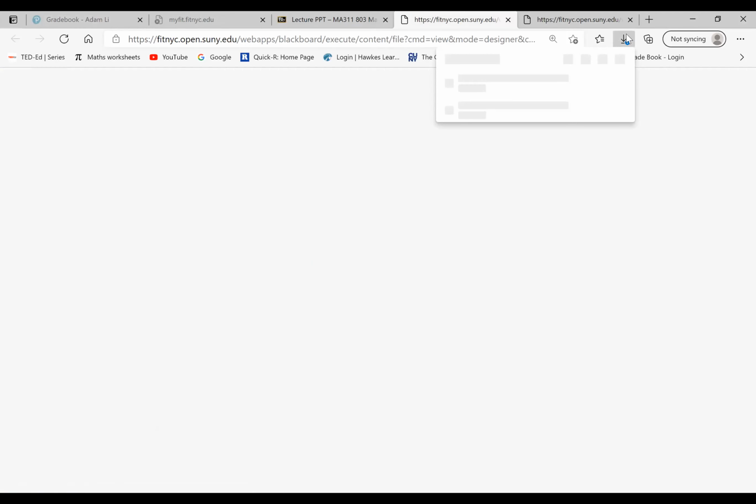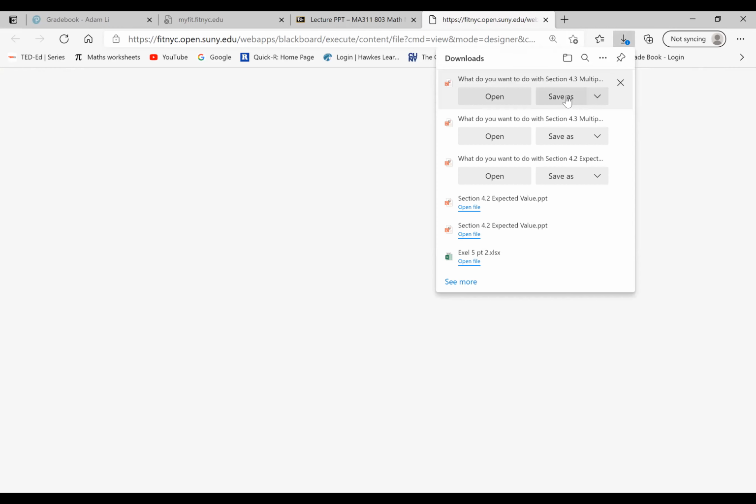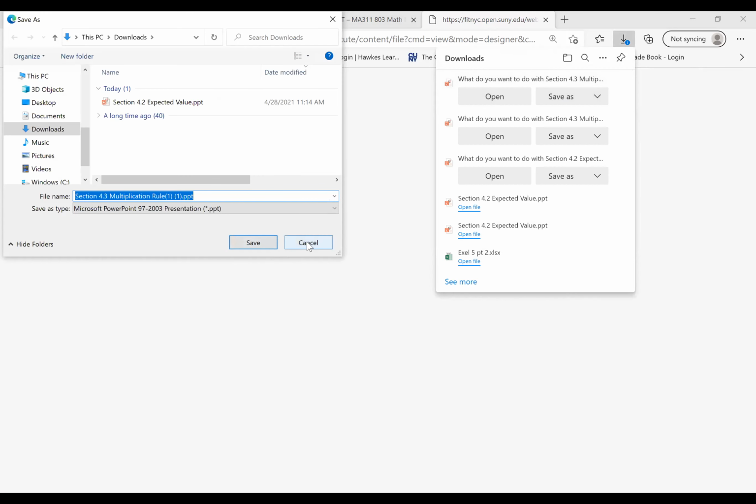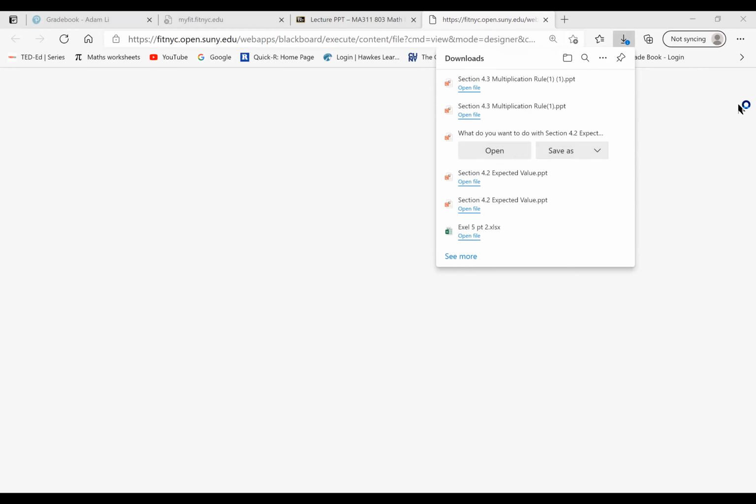All right, so now let's take a look at multiplication rules. Okay, open the file. So continue from what we have so far. So section 4.3 is about the multiplication rules. Okay, and the two major things we're going to talk about are complement events, complementary probability, and also the conditional probability. And this is a very important concept, right?